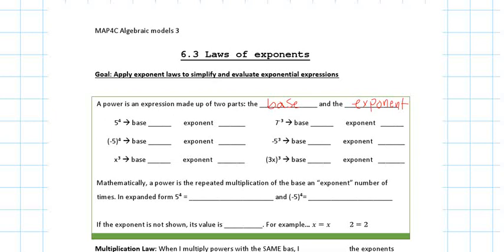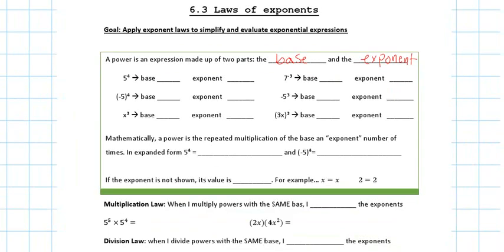Okay, it's important to be able to identify the base and the exponent because you're going to have to know if your bases are the same or not. So let's first look at these examples and let's identify the base and exponent. If I'm looking at 5 to the power of 4, I have a base of 5 and an exponent of 4. How about negative 5 in brackets to the power of 4? What's my base? Negative 5. And my exponent is 4.